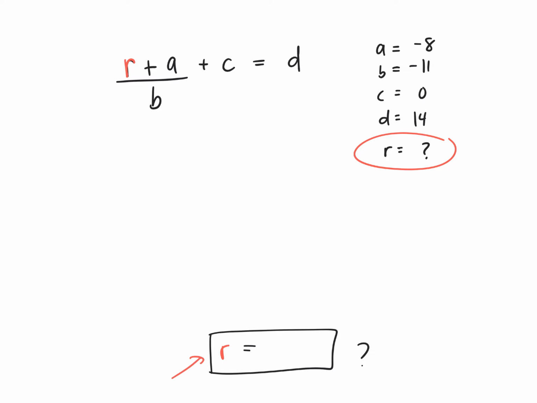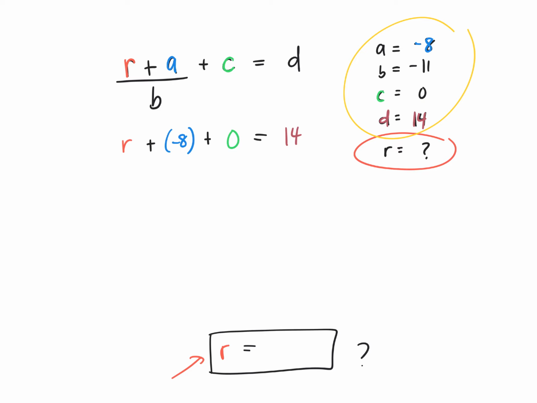So what we're going to do is use this information on the side here. They've told us what each variable represents, so we know the value of each of the variables. Okay, so a is -8. Instead of writing a, I'm going to replace it with that value. So r plus -8 plus, what's the value of c? In this case, c is 0, is equal to d, and d is 14. So I'm going to put 14.